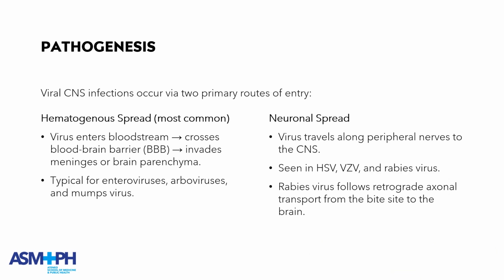Viral CNS infections occur via two primary routes of entry: hematogenous spread and neuronal spread, with hematogenous spread being the most common. For hematogenous spread, the virus enters the bloodstream, crosses the blood-brain barrier, and invades the meninges or brain parenchyma, typically for enteroviruses, arboviruses, and mumps virus. For neuronal spread, the virus travels along the peripheral nerves to the CNS. This is seen in HSV, VZV, and rabies virus. Rabies virus follows retrograde axonal transport from the bite site to the brain.